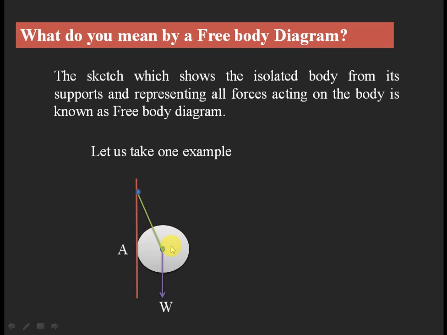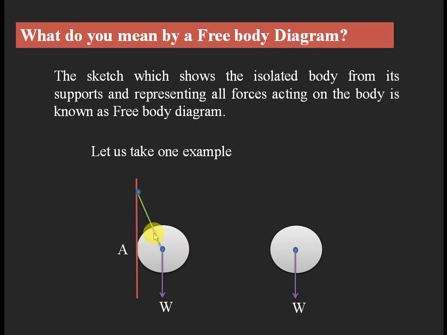So this body is connected by a string to the wall. When it is connected like this, it will be supported at a particular point which is in contact with the wall. And again the weight will be acting downwards. The free body diagram should show only the body with all the forces acting on that body. One force is the weight, which is the self weight of the body, acting downwards.